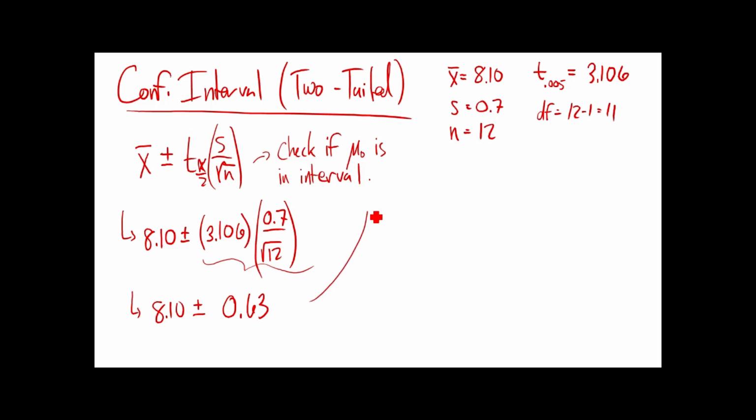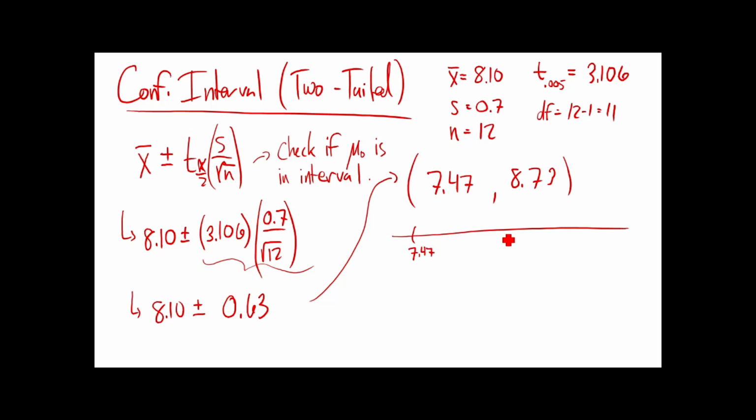So if you go here, now we actually calculate that interval. Go from 8.10 down 0.63, that'll take you down to what, 7.47? And up to what, 8.73? All right. So for our confidence interval, it goes down to 7.47, up to 8.73, right? Our 8.10 was in the middle. And we're saying that with 99% confidence, we think the true mean is somewhere in this range.